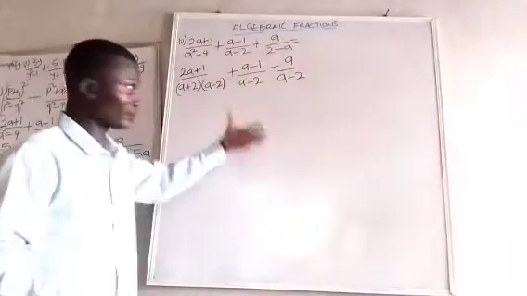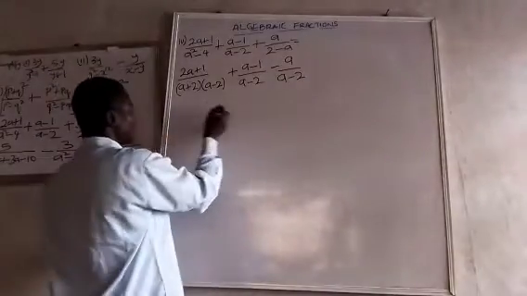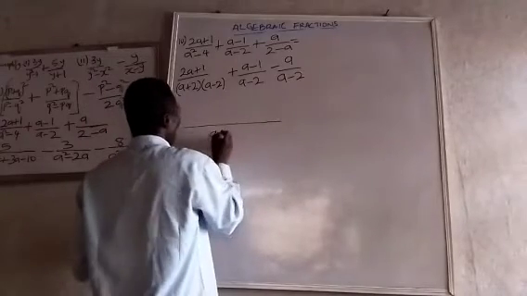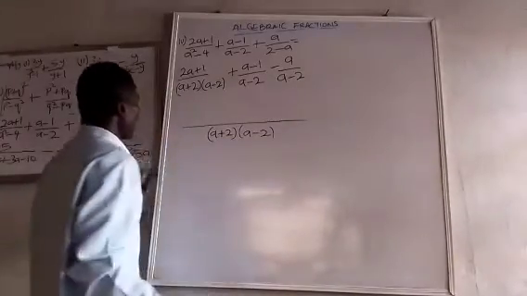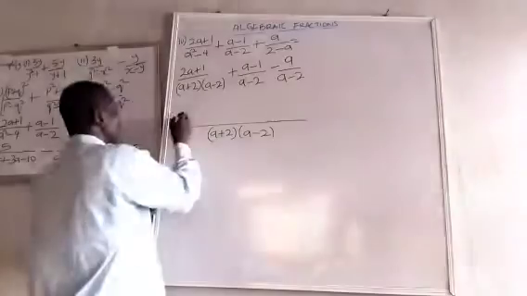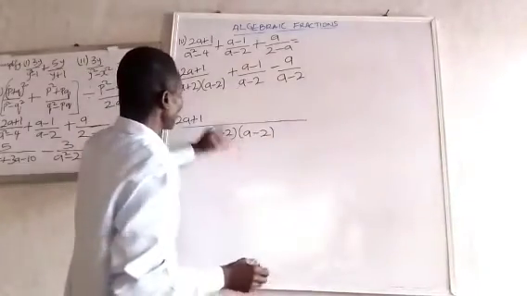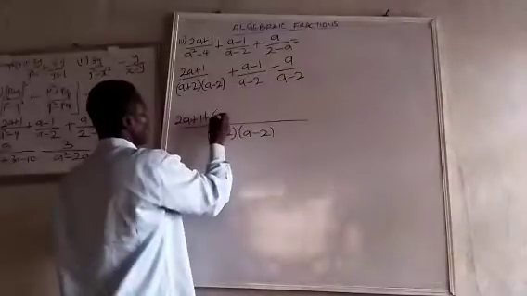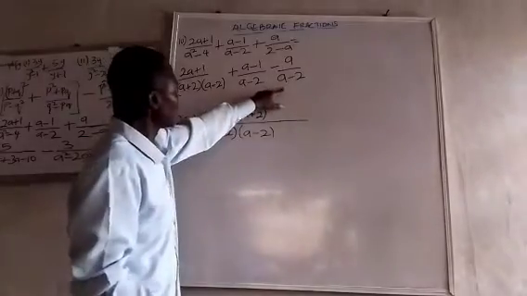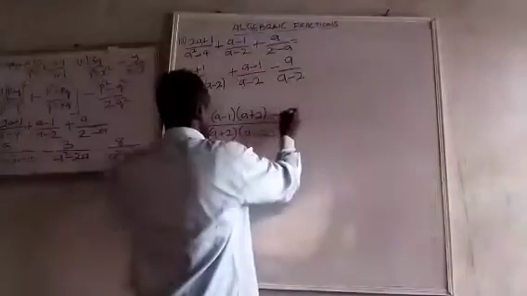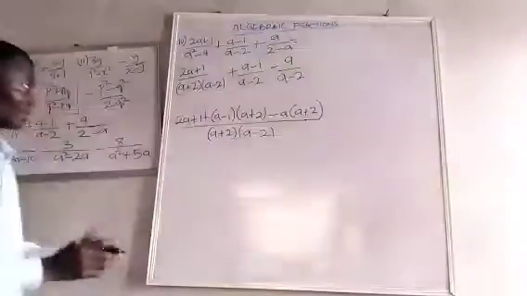I've done it; this is the third time I'm doing it in this session. Now, our LCM is going to be (a plus 2)(a minus 2). This one here is 1, so I can just write 2a plus 1. Here again, this one here is (a plus 2) plus (a minus 1) into (a plus 2). Here, this one too is minus a into (a plus 2). So you can see, it makes the job very easy now.